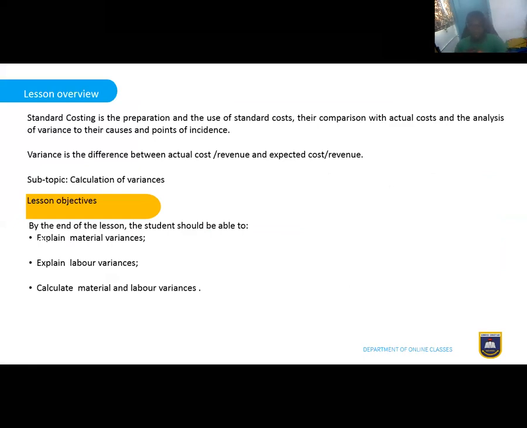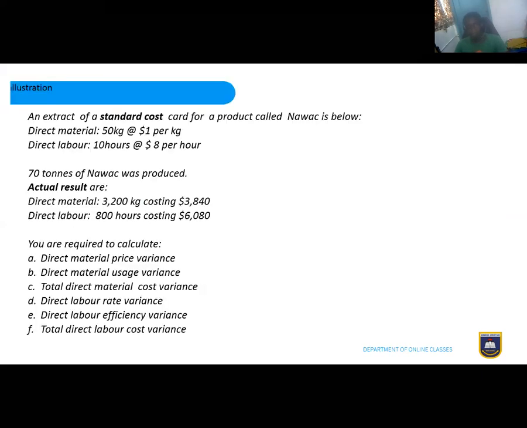Now, these are our objectives for today. Today, our major focus will be on objective 3, which is: by the end of the lesson, the student should be able to calculate material and labor variances. That's where our main focus will be today. So let's proceed. This is a sample question. Today, we'll be solving quite a number of questions. It is essential that after you have familiarized yourself with the formula, we practice more.